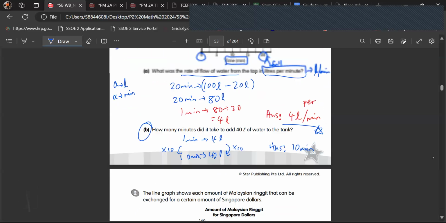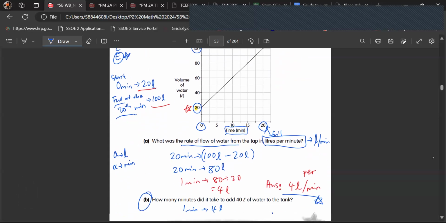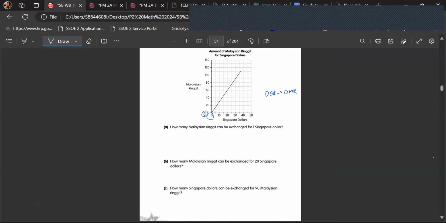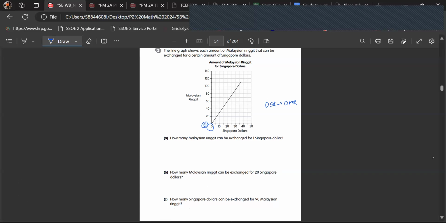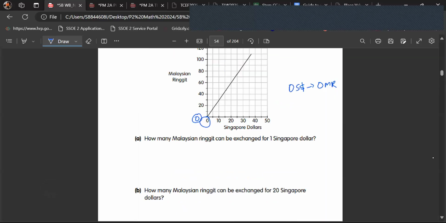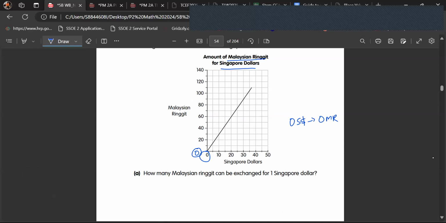How do you find this question difficult? Okay. How about this one then? I give you some time to work on this on your own. Okay. So we have 2 quantities now. The challenge is that both are money. One is Malaysian ringgit, one is Singapore dollar. And so you see, it didn't give you any rate. You need to find out the rate yourself based on the graph.